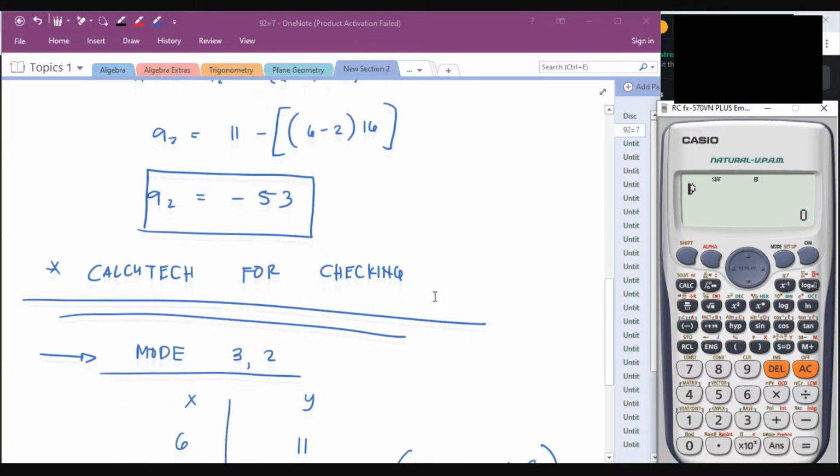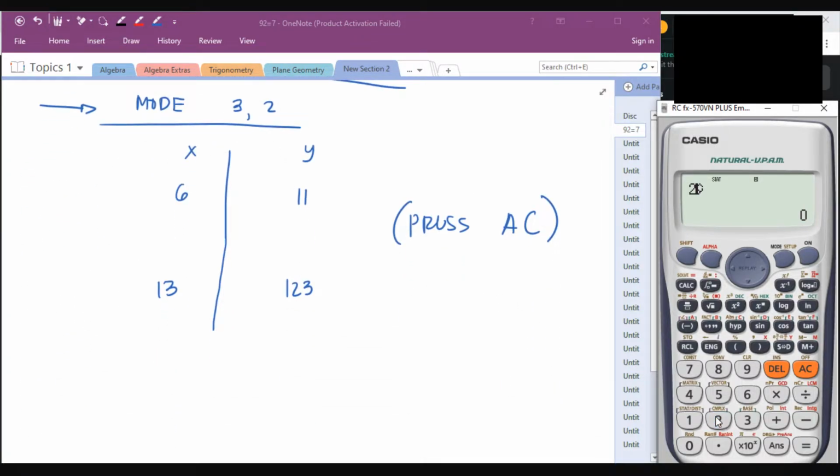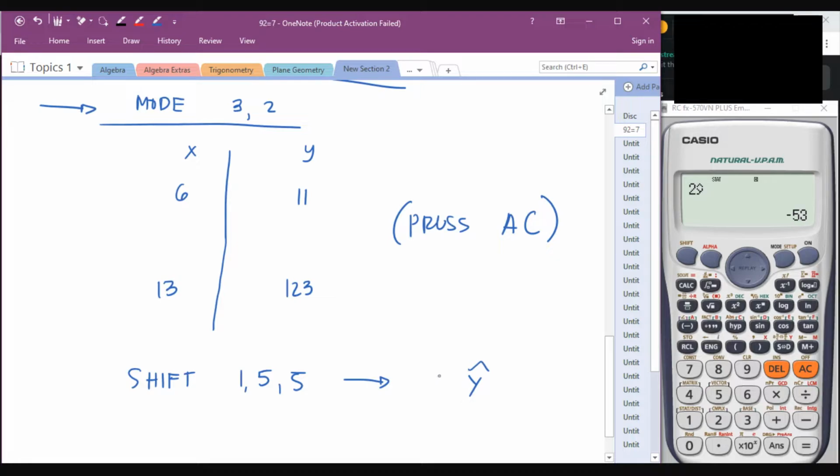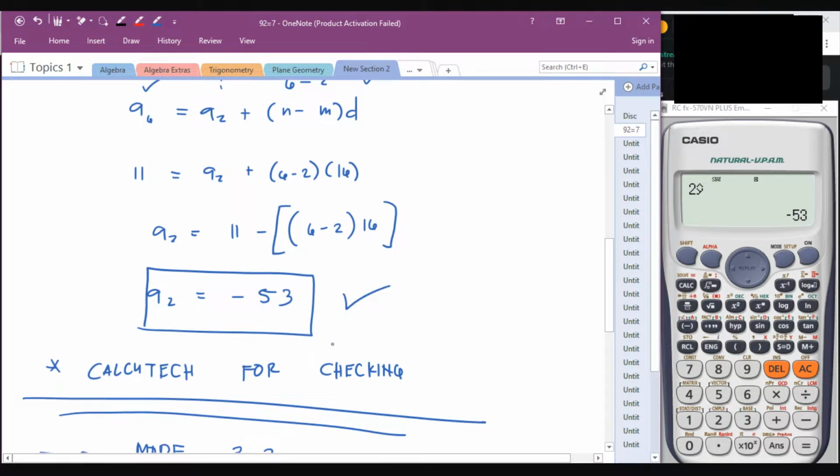Anong hinahanap natin dito? Yung 2. Second term of the progression. That is negative 53. You press Shift 1, 5, and 5. Yan. Okay? Pagkatapos nun, makikita mo sa screen mo yung merong kang Y hat. Ilagay mo sa unahan niya yung number of term na hinahanap mo. Yung 2. Ano nakuha mong sagot dyan? Negative 53. Then, we can say, correct yung answer natin. That is the way you can check it. Okay?